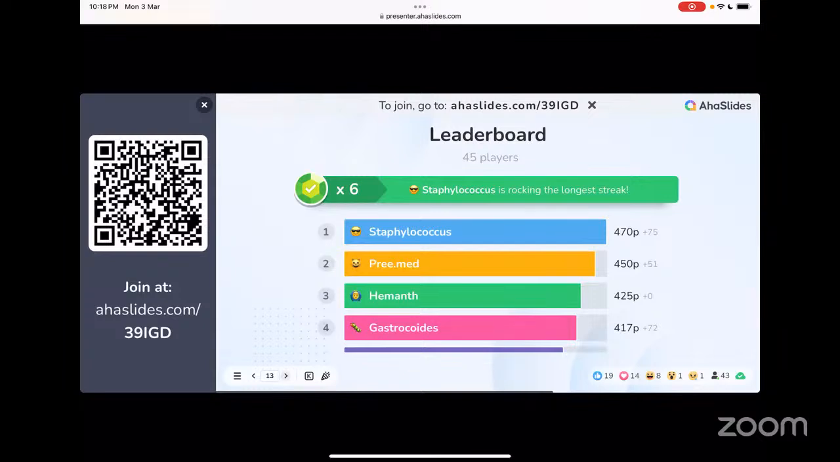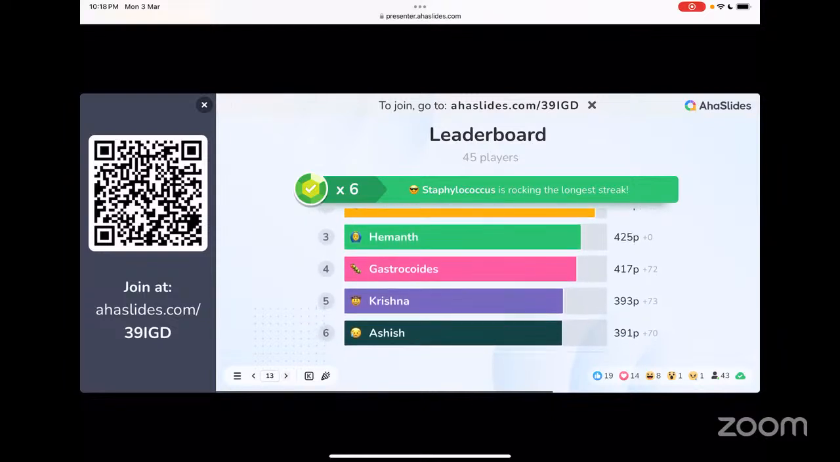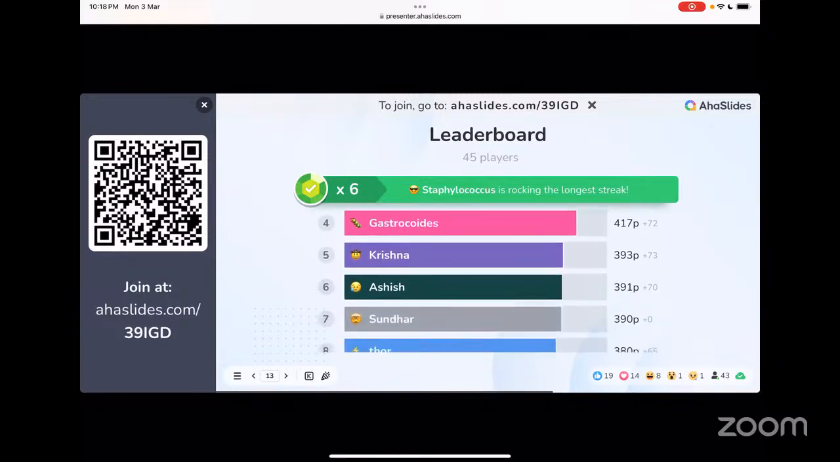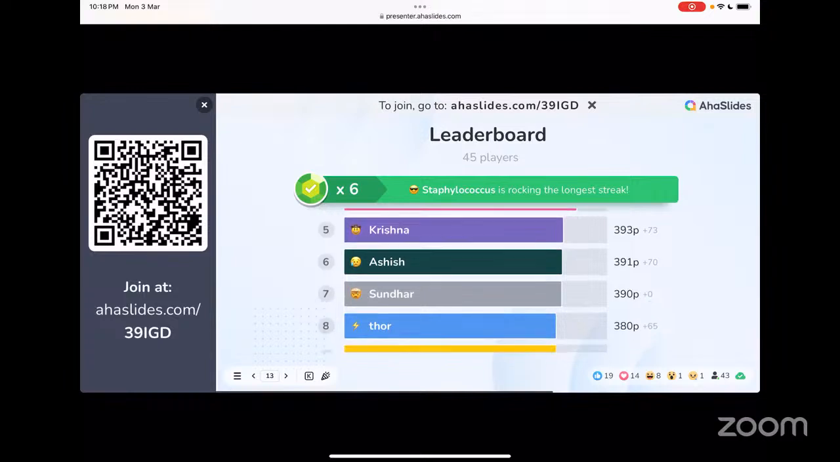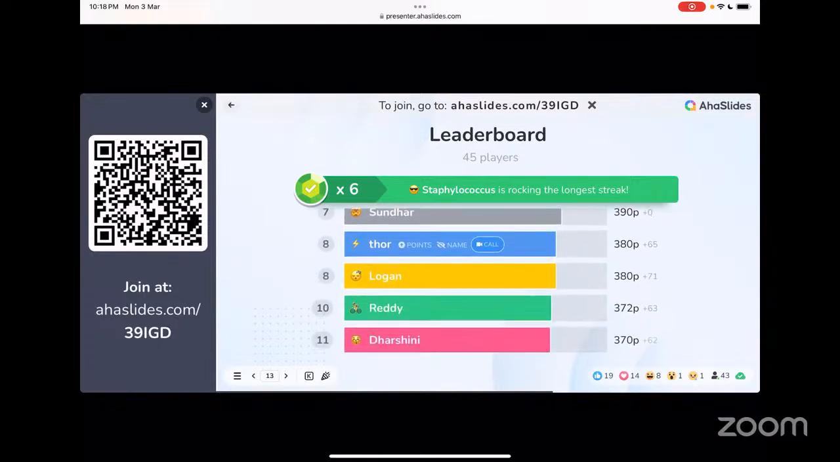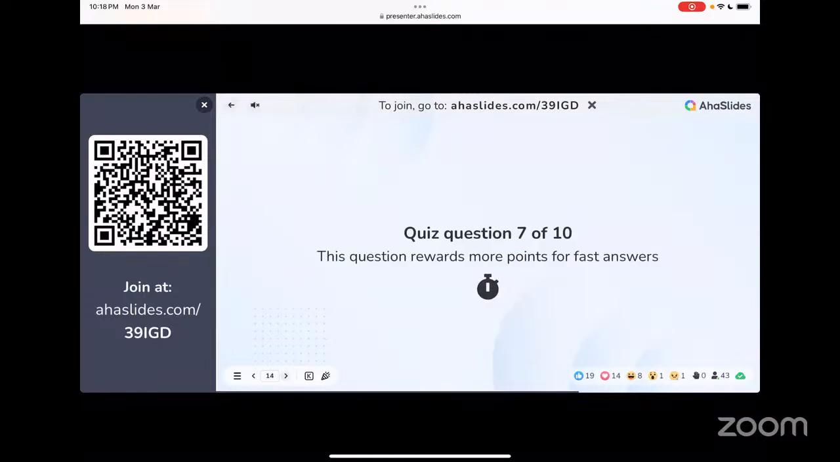All right, so we have Staphylococcus leading with pre-med, followed by Hemant, gastroscoditis, Krishna, Ashish, Sundar, and then Thor. All right, and then we got Logan also. All right. So as you can see, the competition is cutthroat, and we got Darshini and Reddy. So moving on to your next question.